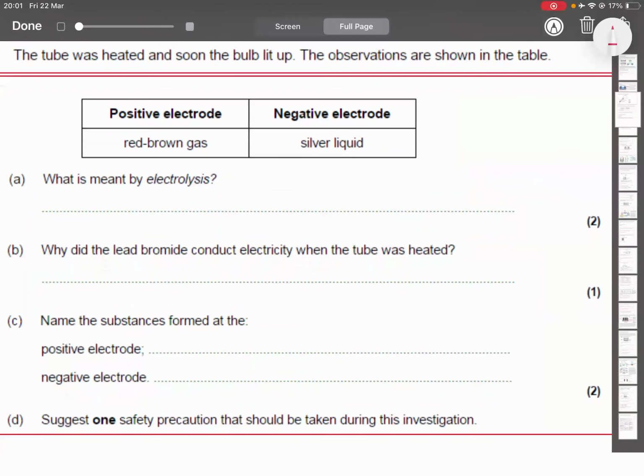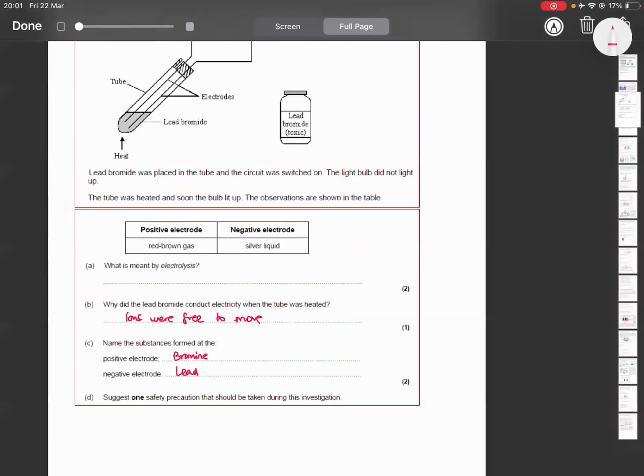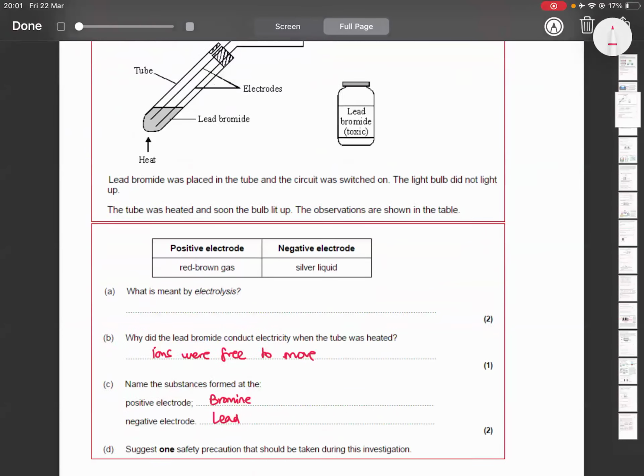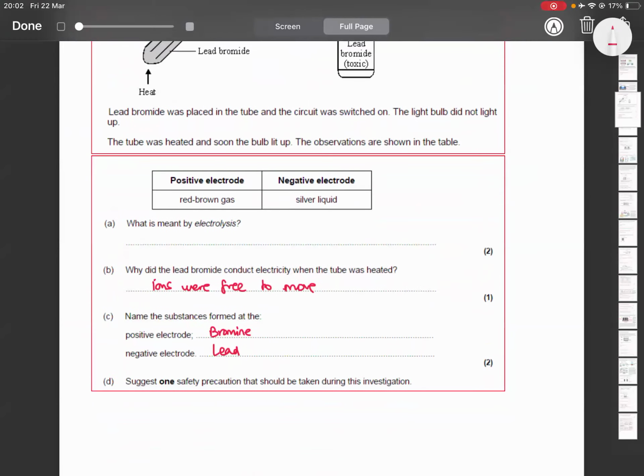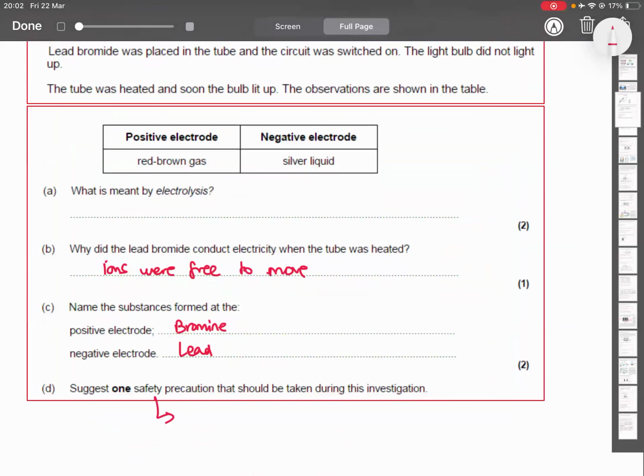So when the tube was heated, the ions were free to move. If you have lead bromide, lead will go to the negative electrode and bromine will go to the positive electrode. Okay? And for safety, wear gloves, wear goggles, and just be careful of being burnt because there's a high temperature.